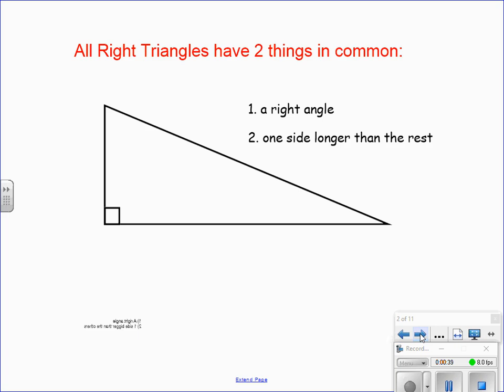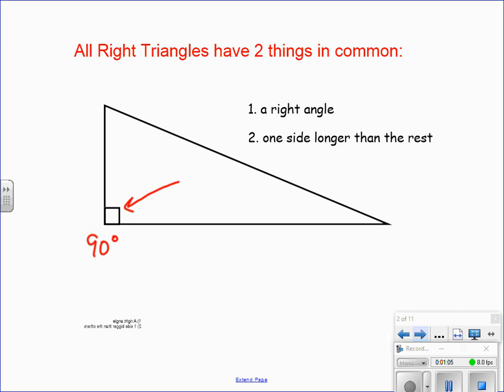His rule is all about right triangles. Most of you hopefully know what a right triangle is. It's a triangle that has a right angle in it. If it's got a right angle in it, it usually has this little symbol in the corner. That means that you've got a 90-degree angle in the corner. It doesn't tell you anything about the other two angles, but it does tell you that this angle is 90 degrees.